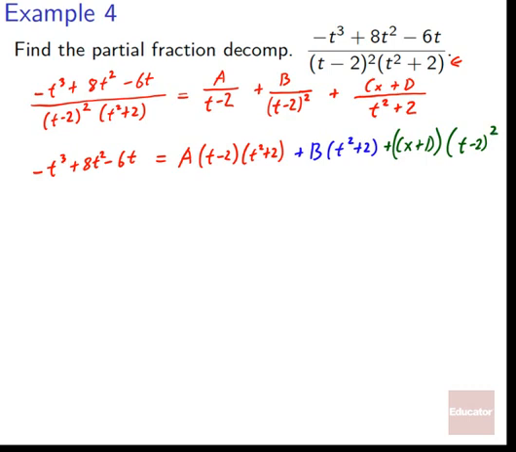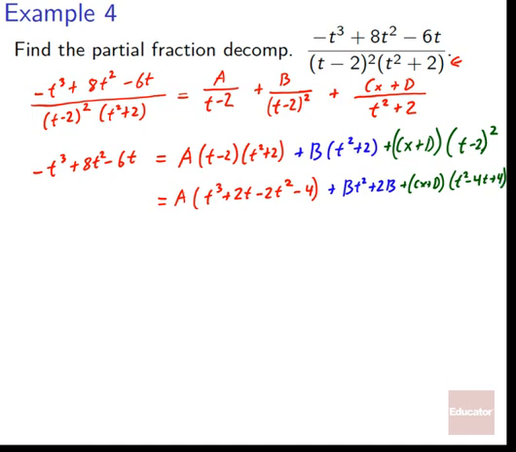So at this point, we want to start simplifying things out. So we've got a times, what is t minus 2 times t squared plus 2? So we get t cubed, t times 2 becomes 2t, minus 2t squared minus 4, okay, plus bt squared plus 2b, okay, plus cx plus d times t minus 2 squared becomes t squared minus 4t plus 4.